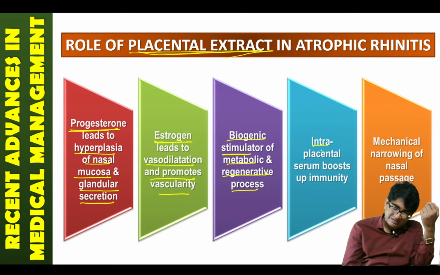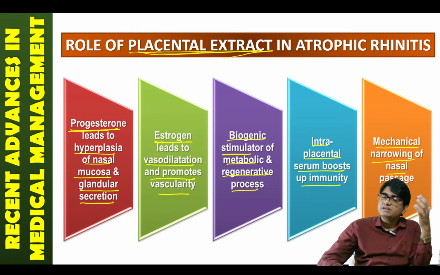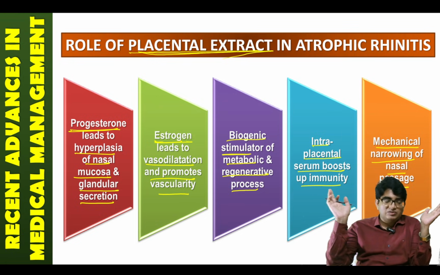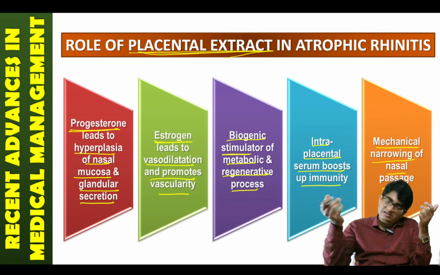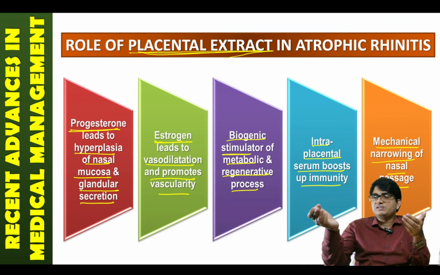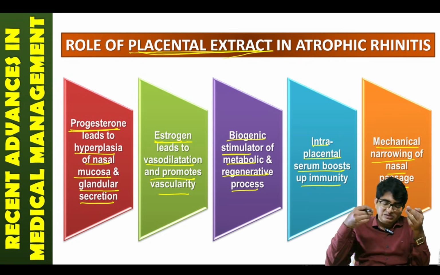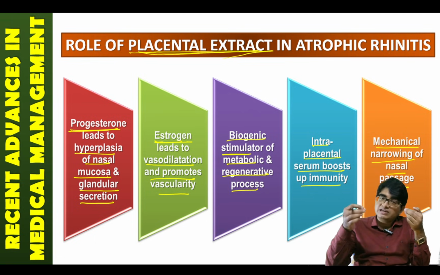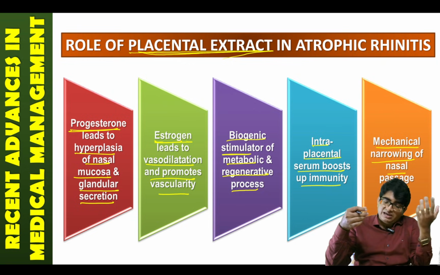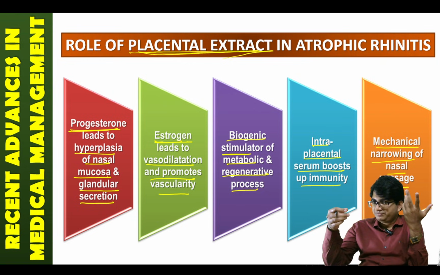Next, intraplacental serum boosts up immunity because of those antibodies, and mechanical narrowing of the nasal passage is also fulfilled by this placental extract. So this is all around. This will increase the nasal mucosal proliferation as well as glandular secretion, help in vasodilation and vascular supply to the turbinates, and increase the metabolic and regenerative processes by means of biogenic stimulators. As well, it will boost up the immunity and cause mechanical narrowing of the nasal passage.